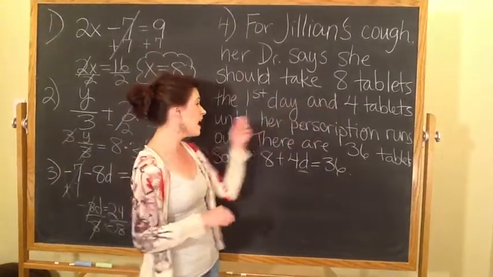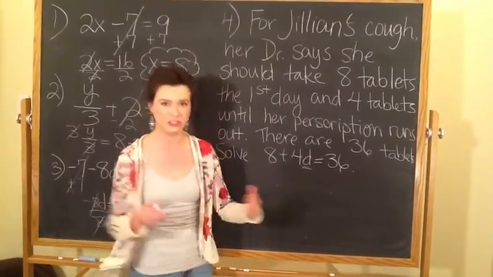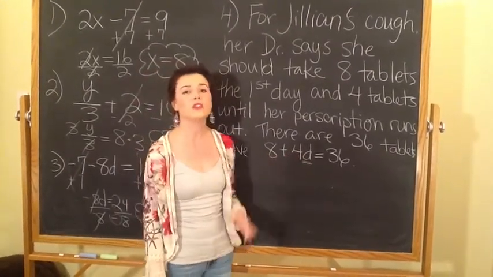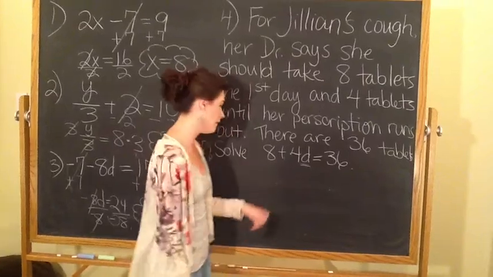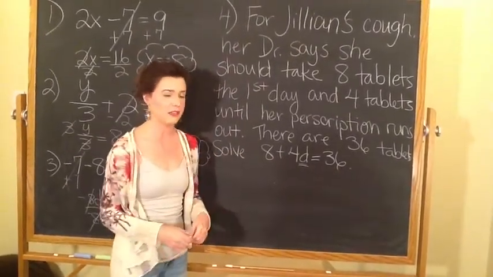So 4 times however many days, because she's going to be taking 4 tablets each day. So depending on how many days she has, we'll multiply that by 4 and we'll figure out how many tablets she's taking. So now that we have the equation, we can solve for that missing number.